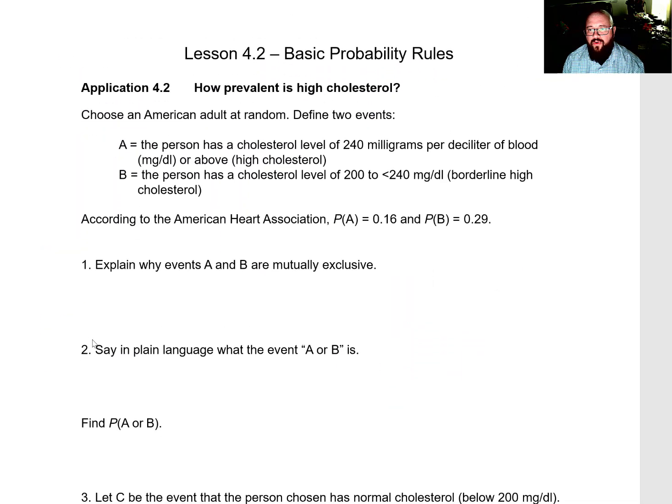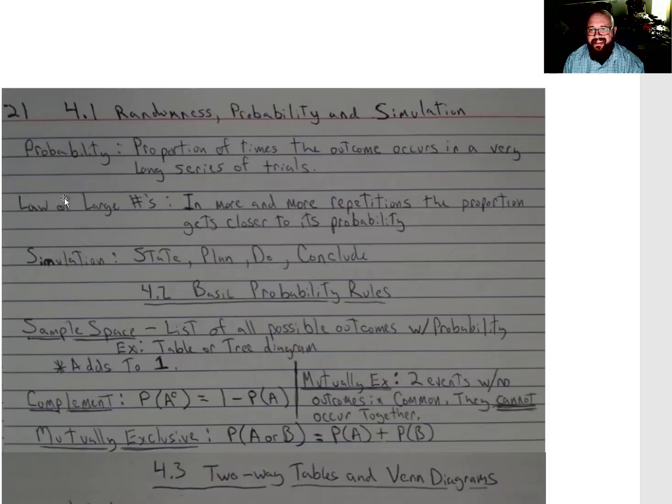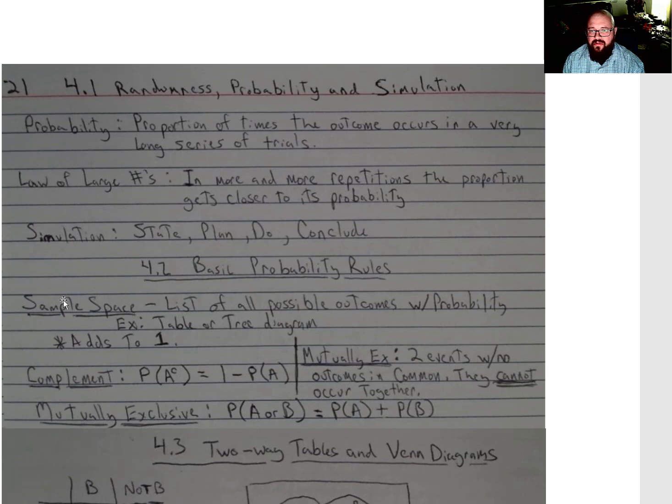So now we're going to go into 4.2, talking about basic probability rules. On our basic probability rules, let's go back up here real quick to our big ideas. We're talking about sample space and our complement equation, and talk about mutually exclusive and how that plays out.